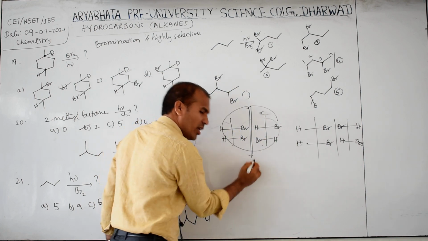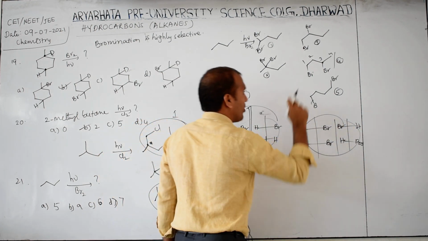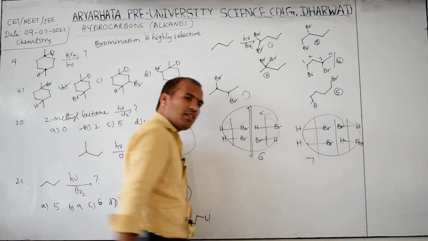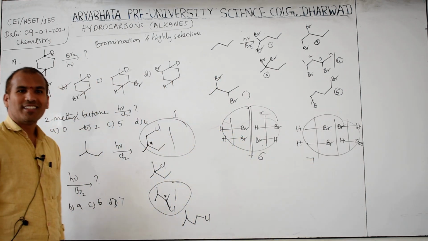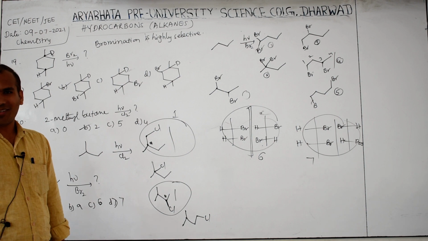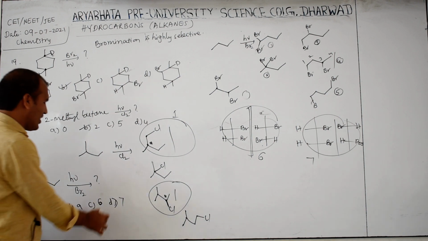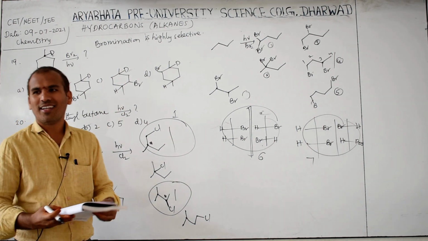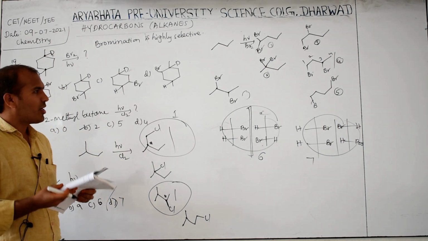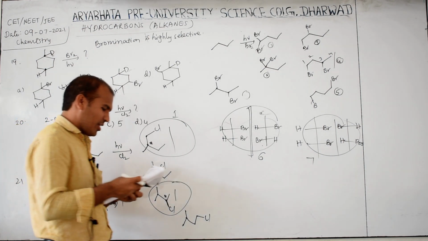This total 1. This total 1. It means 5. This is 6. This is 7. Total how many possible? 7. But this is somewhat difficult question, no? So answer is 7. So like this question will ask in the competitive exam part. These are very, very, very important.